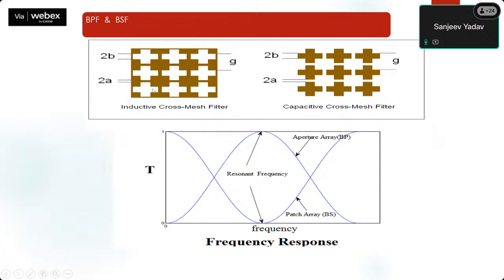Here, both structures are again the inductive cross mesh filter and the capacitive cross filter. Both are again complementary to each other. So their results are again complementary, and one is transmitting while the other is not transmitting at the same frequency. You can see here from the frequency response of the band pass and the band stop filter.